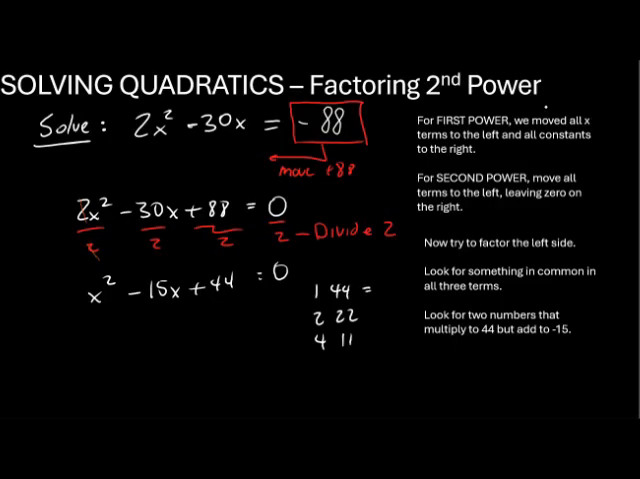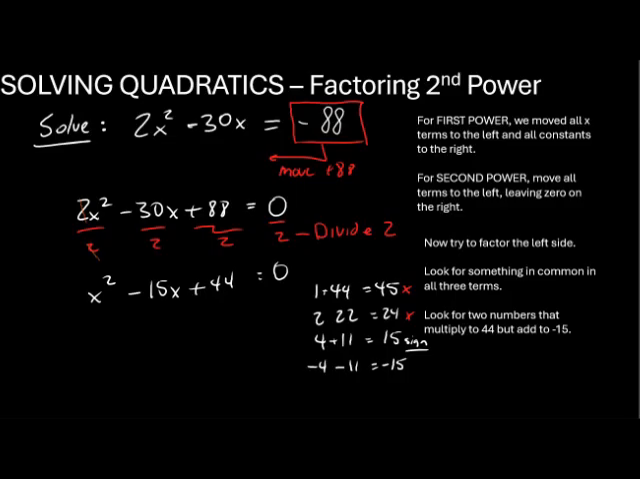1 plus 44 gives 45. That is not a match. 2 plus 22 would give us 24. Also no match. And 4 plus 11 would give us 15. This is the right number, but the wrong sign. Therefore, the numbers that we'll use are negative 4 and negative 11. This would give us the negative 15 we want.